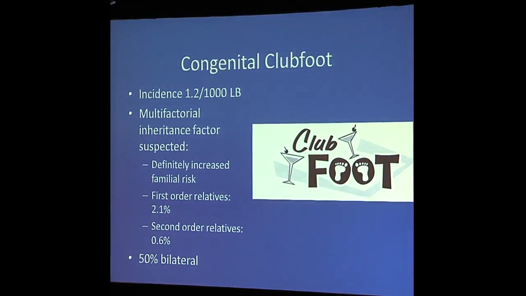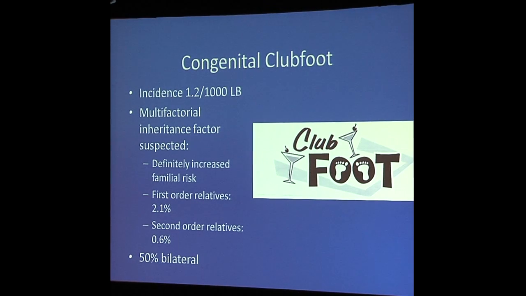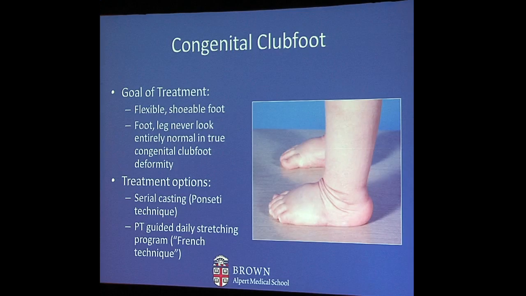All right. So it's common, right? About 1 in every 1,000 live births, and there's a multifactorial inheritance as we suspected. So if mom had it, there's a 2% risk that the babies will have it. Second order relatives, there's a little bit, 0.6%. So it is definitely genetic, but it's not a complete penetrance, okay? And about half of these are bilateral.